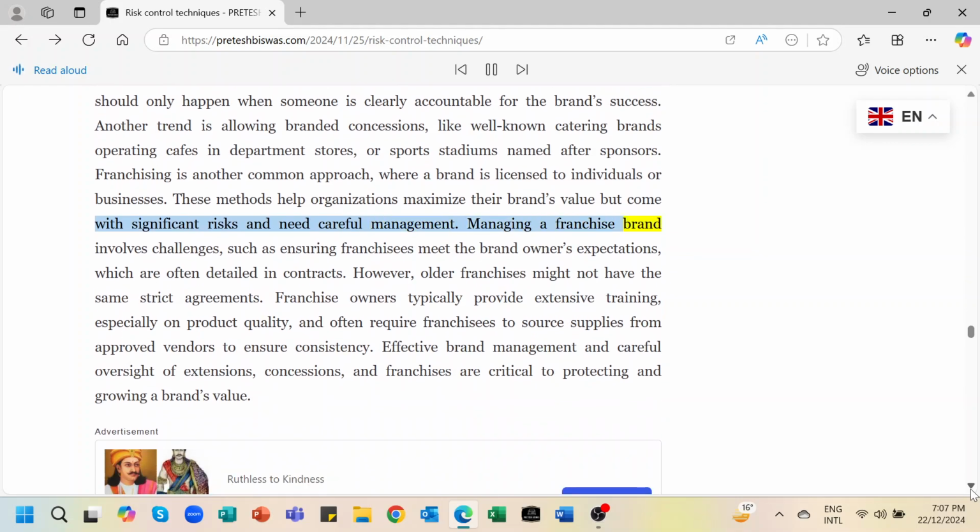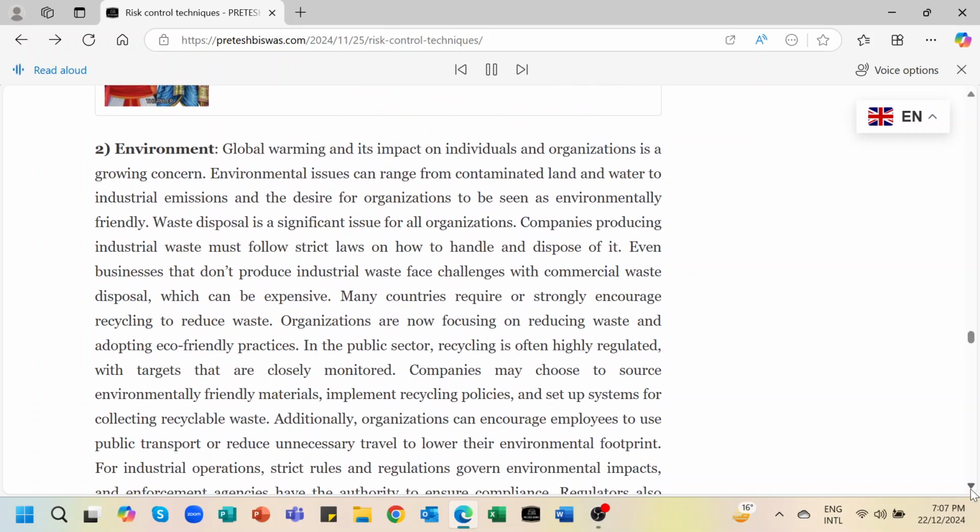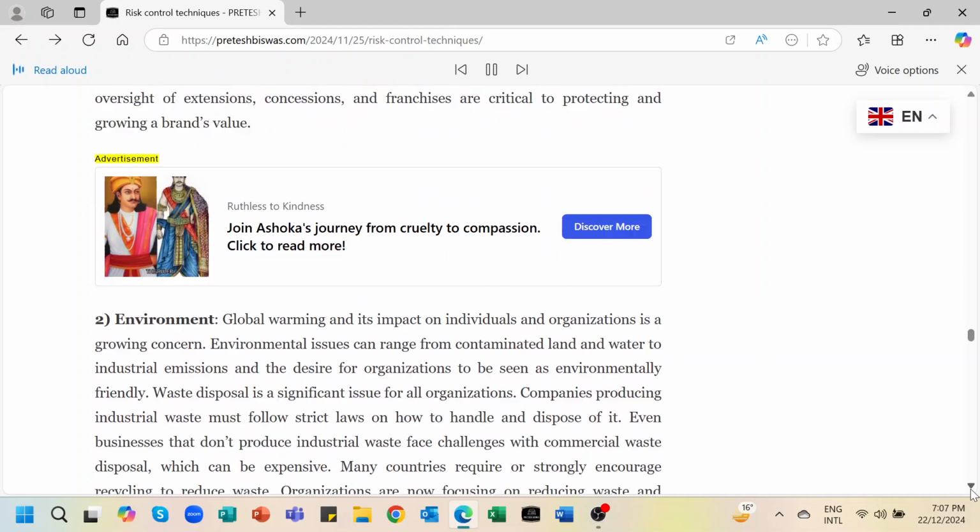Managing a franchise brand involves challenges, such as ensuring franchisees meet the brand owner's expectations, which are often detailed in contracts. However, older franchises might not have the same strict agreements. Franchise owners typically provide extensive training, especially on product quality, and often require franchisees to source supplies from approved vendors to ensure consistency. Effective brand management and careful oversight of extensions, concessions, and franchises are critical to protecting and growing a brand's value.